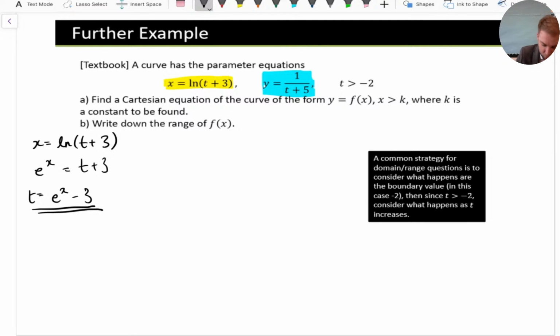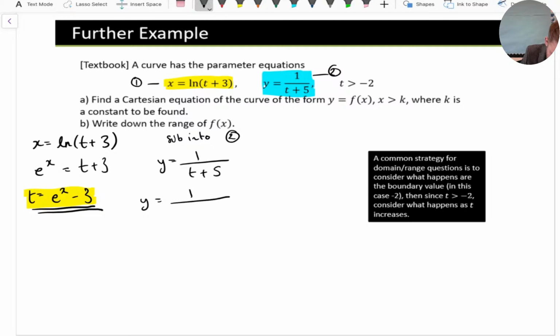Then we need to substitute this in. Let's call this one equation 1, call this one equation 2, so sub into 2. We're going to have y is equal to 1 over t plus 5. Let's just highlight what we're subbing in. So y is equal to 1 over e to the x minus 3, plus the 5, which is going to give us our Cartesian equation, which is y is equal to 1 over e to the x plus 2.